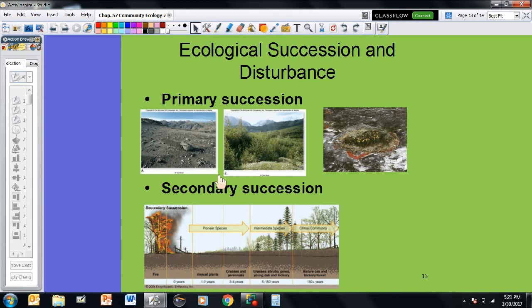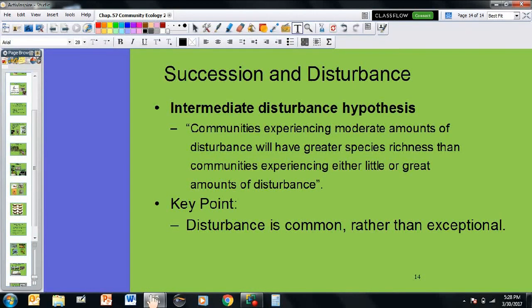The communities that you have at the end of succession may not be exactly like they were before because we have open spaces for new species to come in. So even in secondary succession, where we have seeds and roots already in place, there is a time where the soil is bare and new species can come in and take over those places that they weren't able to get into before.